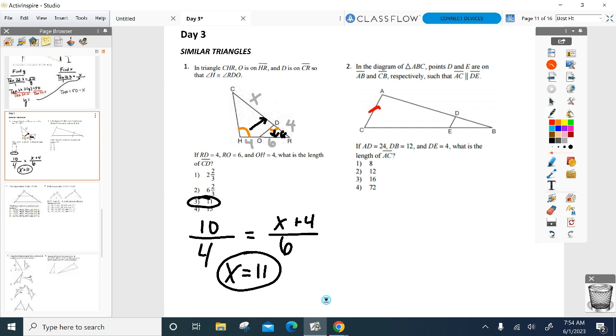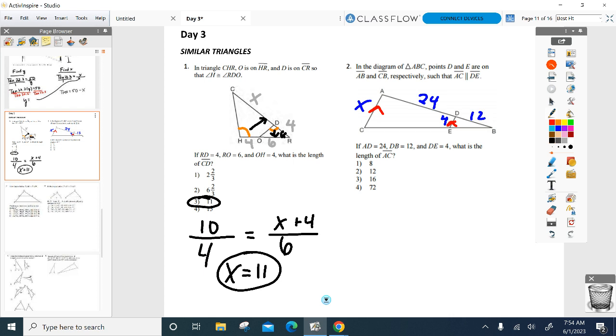AC is parallel to DE. AD is 24, DB is 12, DE is 4. What's the length of AC? Okay, hey, couple weeks here, you're on your own. Nowhere in the problem does it say similar triangles. You have to recognize that this is a similar triangles problem.